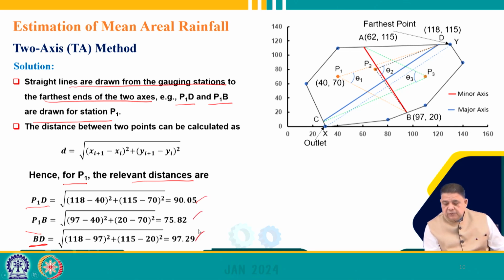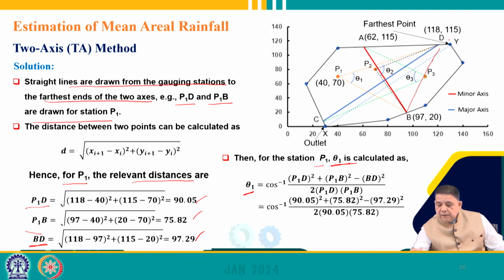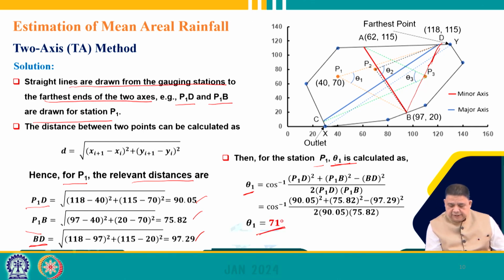And once the distances are known, then for station P1 we can calculate the value of theta 1 using this relationship. We already saw arc cos, or cos inverse, of (P1D square plus P1B square minus BD square), where BD is the length in front of this angle theta, theta 1 here in this case, divided by (2 times P1D times P1B). So, we know these distances, and we can find the value of theta 1, which comes out to be 71 degrees. Remember that we got the values in cosine and then we converted. So, this theta 1 is 71 degrees.